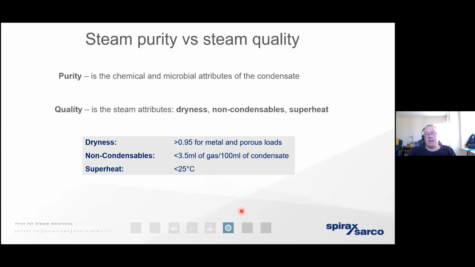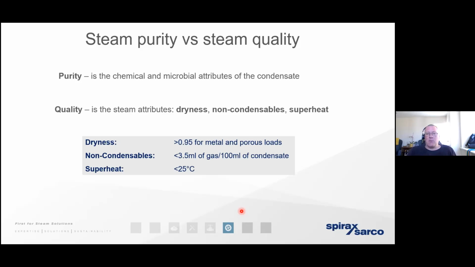So just moving on, it's important to understand that process engineers in particular will have certain terminology with regards to measuring or understanding the condition of the steam and ensuring that it is compliant with EN 285. And the terminology that we typically use is either purity or quality. When we're talking about the quality, that's generally referring to the properties of the steam, such as how dry it is, the amount of non-condensable gases that are present, typically measured in condensate, and also the degree of superheat that may be present within the steam.